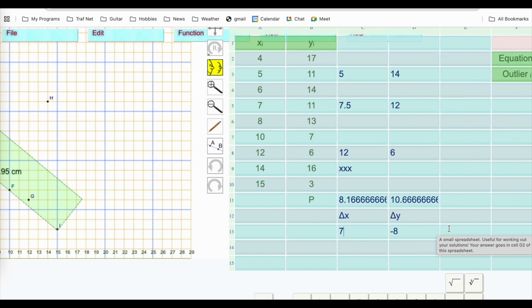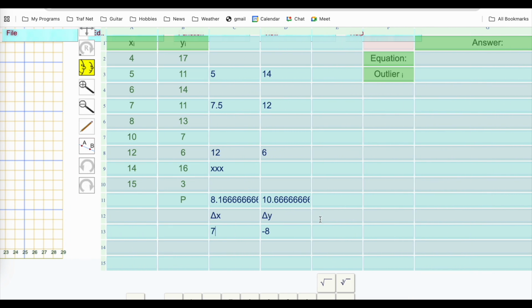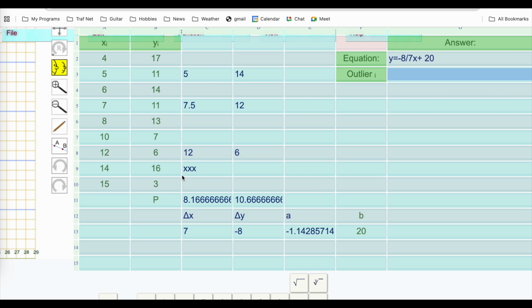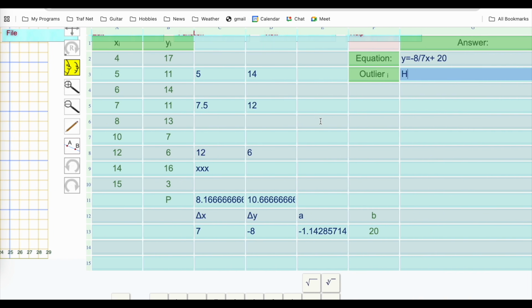Our slope is -8/7. As a decimal, that is -8/7 is this thing, but our equation is y is equal to -8/7 X plus the b value. That's going to be more useful to us when we graph. The b, we're looking for, has this slope, it's going through this as our point. This is my y value, that's the x value. We know that the b is the y take away the a times the x is 20. The outlier is H, capital H. You need to go and graph that.